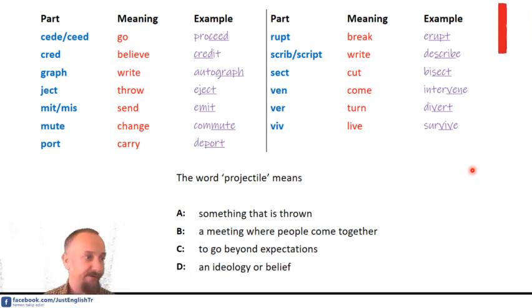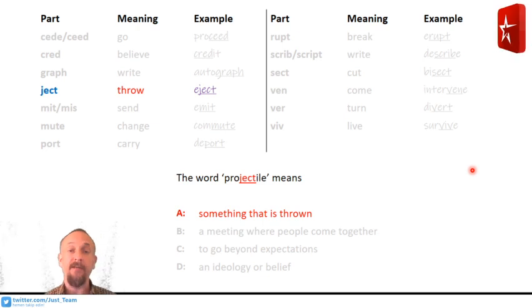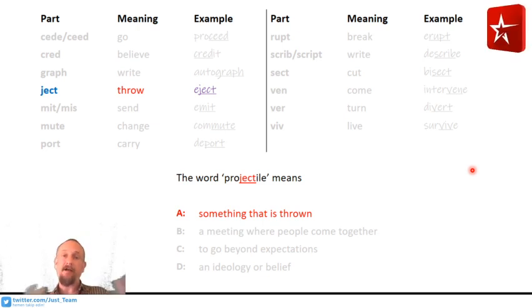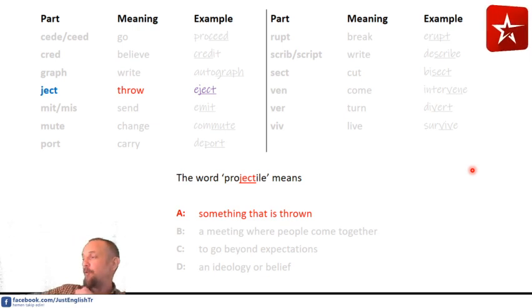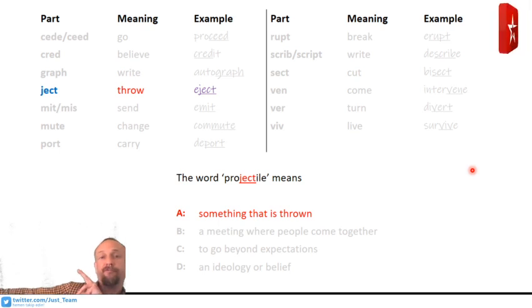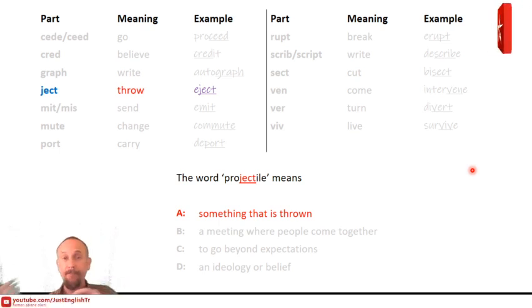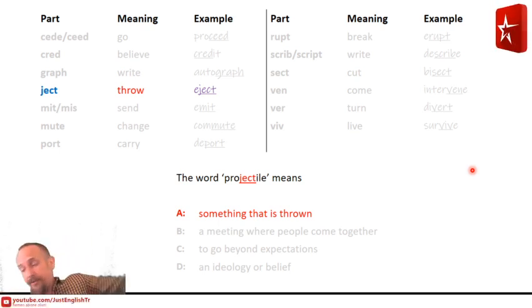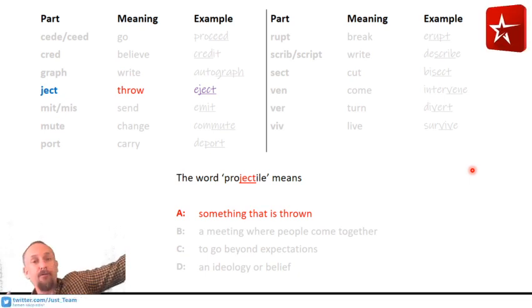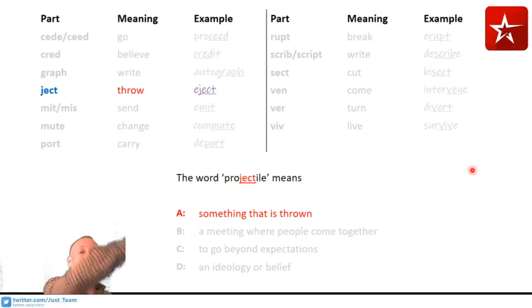Rena's going with A. Very, very good. A projectile, something that is thrown. A missile, for example, is a projectile. If you have, I can't remember what we call these in English actually, a catapult, the thing that you shoot from the catapult is also a projectile. Maybe you're doing archery. When you let the arrow go, that arrow becomes a projectile.